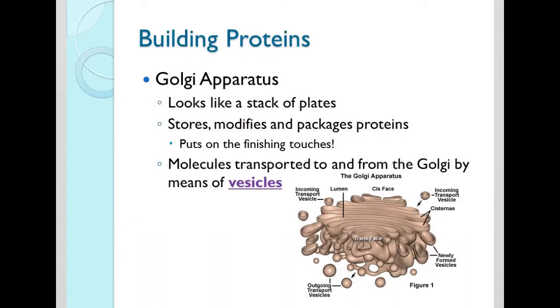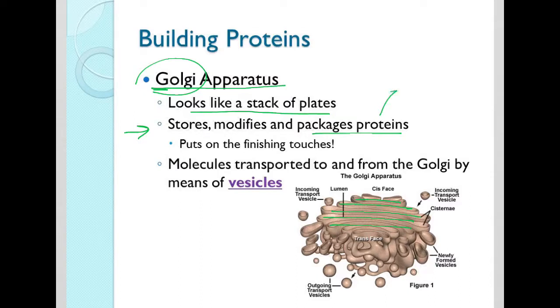Last but not least, in terms of building proteins, we started at the ribosomes where they're actually built. Then they go to the rough ER for modification of proteins, and then proteins will go to the Golgi apparatus. And Golgi will always, by the way, be capitalized. A Golgi apparatus looks sort of like a stack of plates, stacked one on top of the other. The Golgi will store, modify, and package proteins.